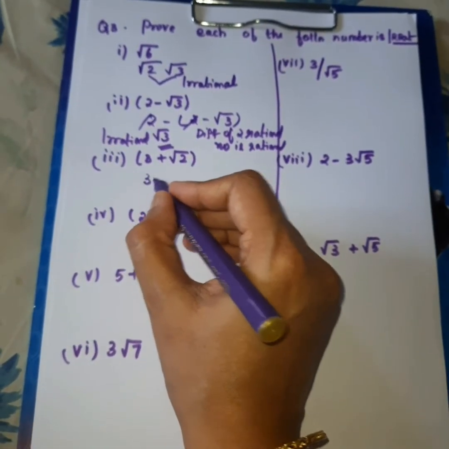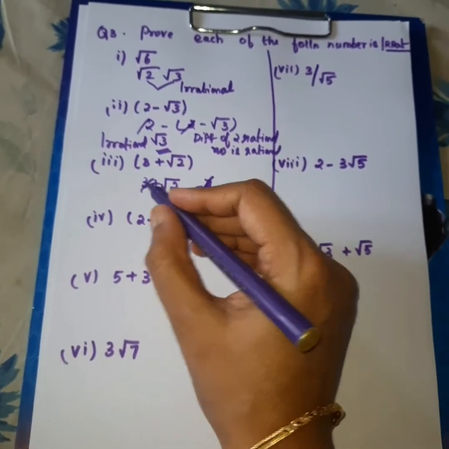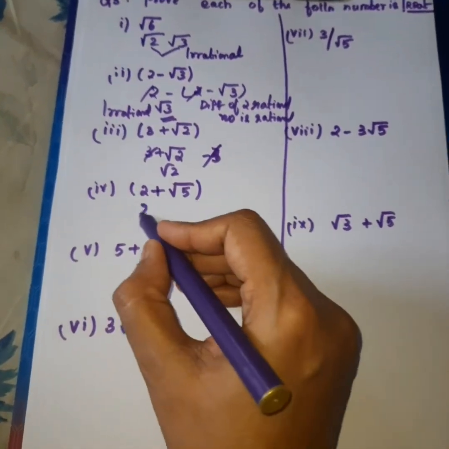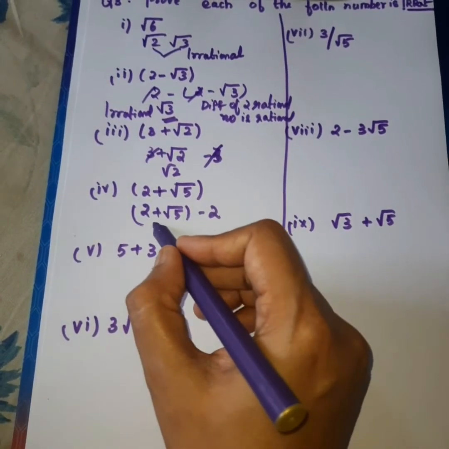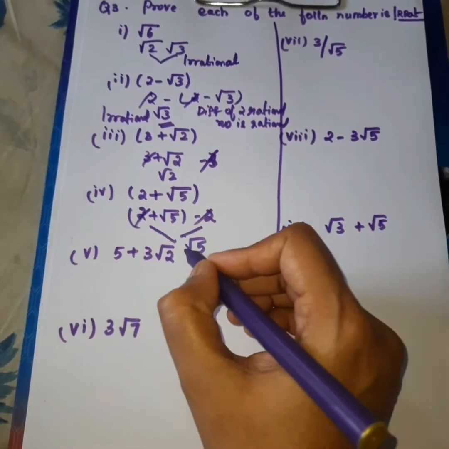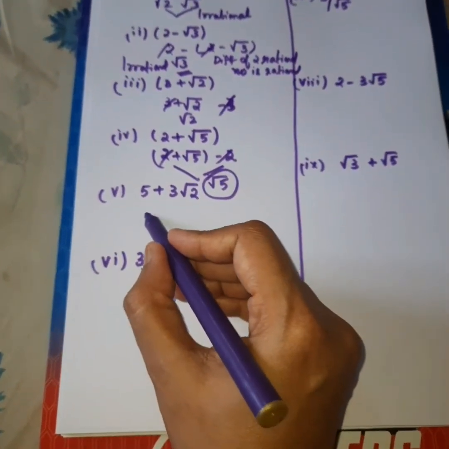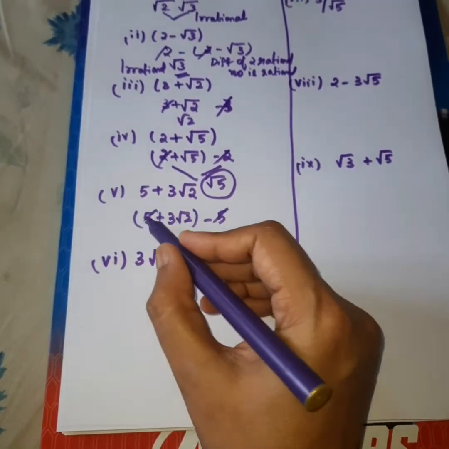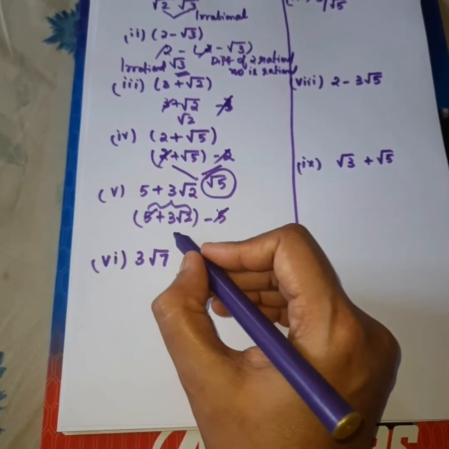Next again 3 plus square root of 2, we can subtract 3. So 3 and 3 go off, and we know the difference of two rationals is again rational, which is not the case. Same with question 4, subtracted by 2, you get square root of 5. So this difference is not a rational number, obviously. Hence this number is an irrational number. Next, question 5, we need to subtract 5. So 5 and 5 will go off. The remaining is not rational. So obviously, this is an irrational number.